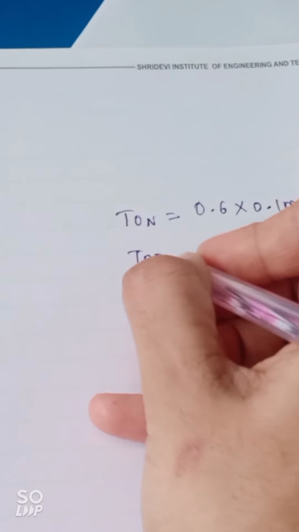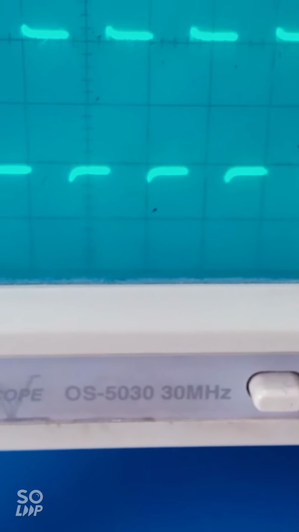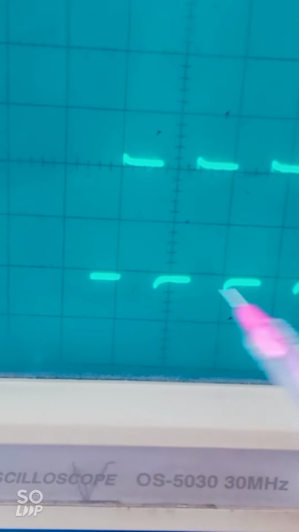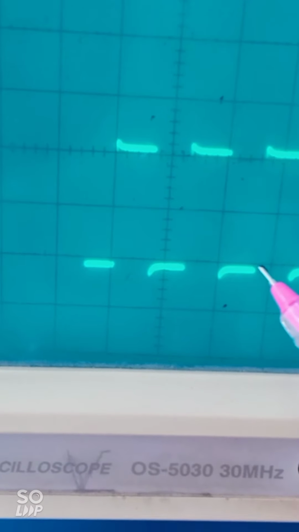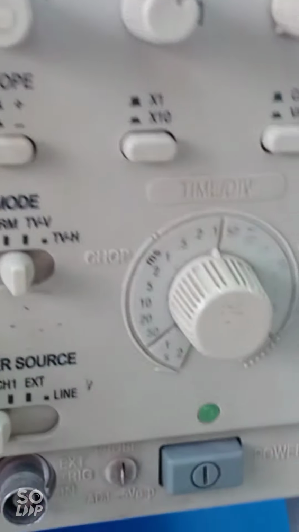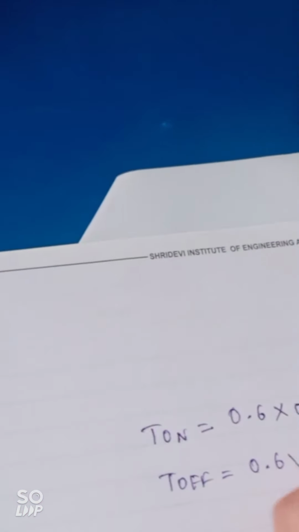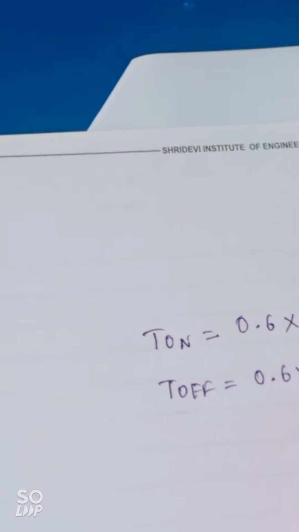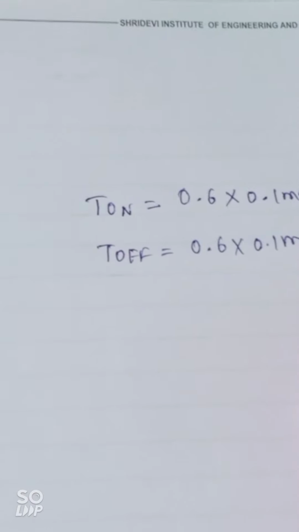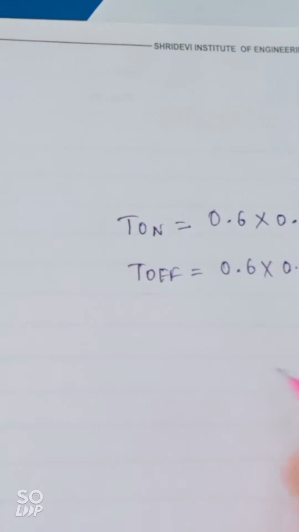So let me check T off. For the T off value, this one we need to take. Again this is also 0.6, 0.6 into 0.1 milliseconds, so we are getting this also as 0.06 milliseconds.